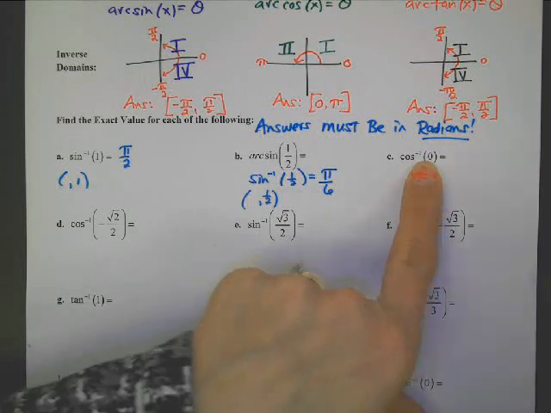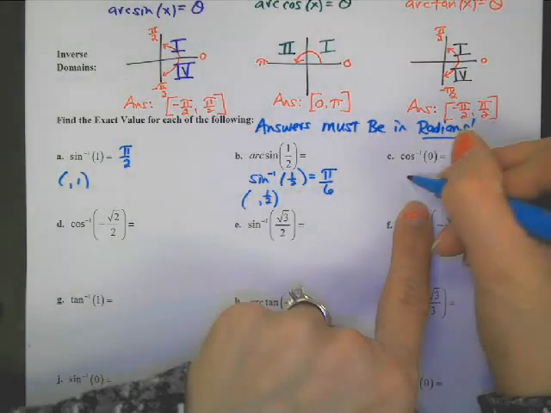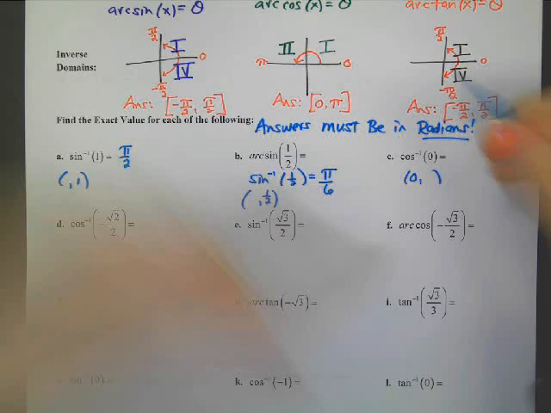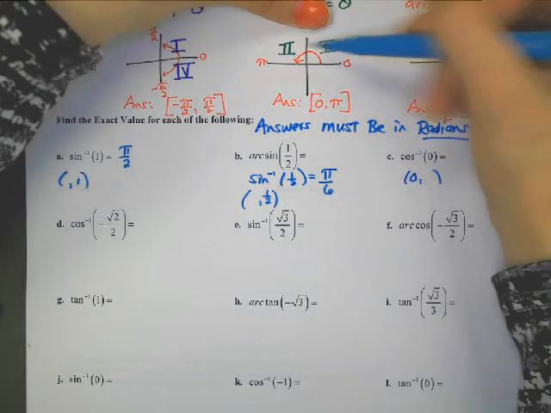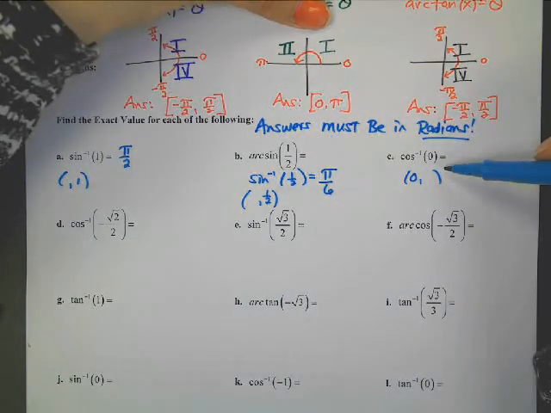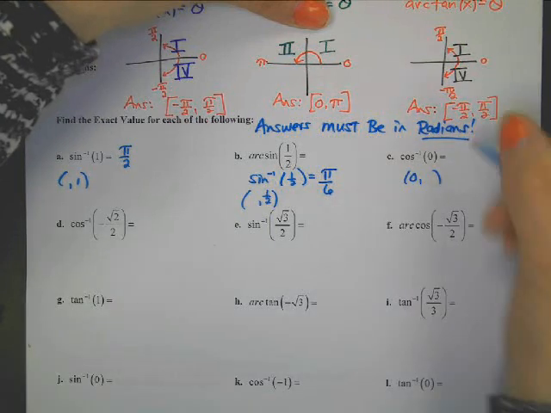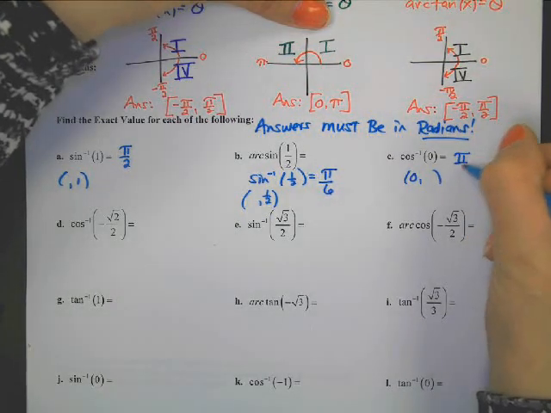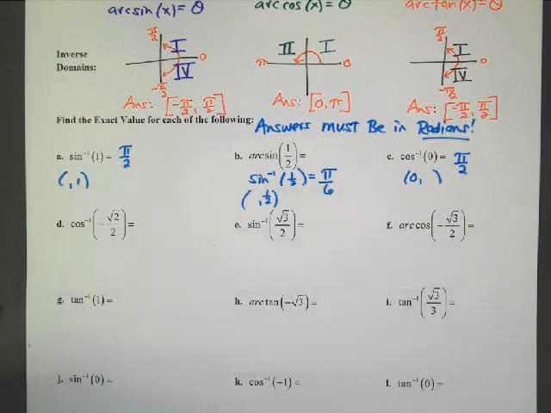This is a backwards problem. Cosine inverse of 0. I'm thinking of an angle that's 0 comma something. For cosine, you're allowed to look in 1 and 2. What angle am I thinking of? Yes, pi over 2.